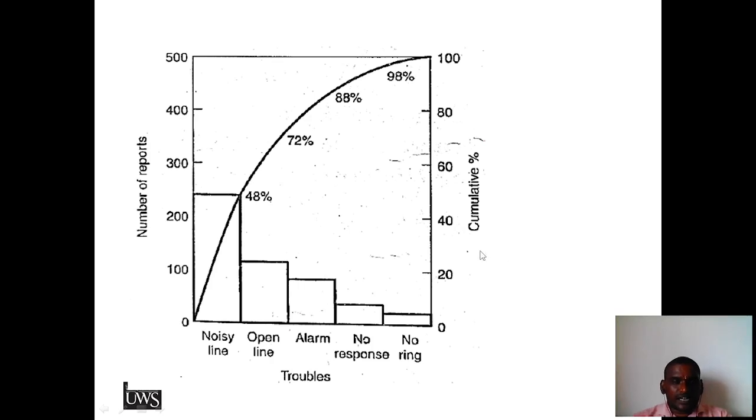This diagram represents the Pareto principle. Here we have troubles, and here the number of reports. Based on the number of reports, the troubles are represented like that in the diagram. A small amount of problems, that 20% of the problems, will lead to big problems and big effects. That is represented as a Pareto diagram.